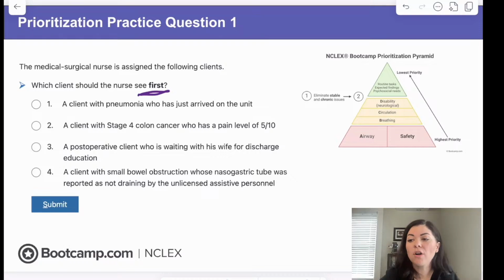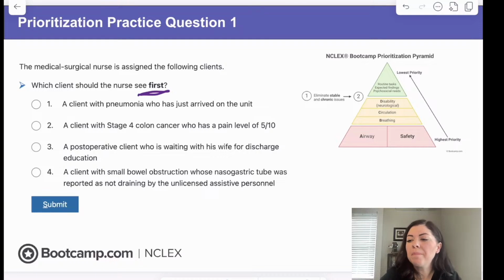So let's look at our options. A client with pneumonia who has just arrived on the unit, a client with stage 4 colon cancer who has a pain level of 5 out of 10, a postoperative client who is waiting with his wife for discharge education, and a client with a small bowel obstruction whose NG tube is reported as not draining by the unlicensed assistive personnel. So I see a lot of people are going ahead and putting in their guesses, so let's see if you are correct.